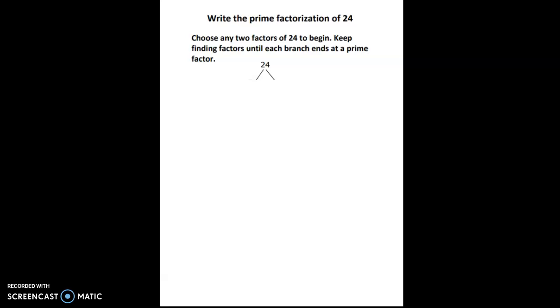24. I can start with 2 times 12. I'll circle the 2 because it was prime and put another pair of branches under the 12. 12 can be found by using 2 times 6. 2 is again prime, so I will circle it and make another branch under the 6. I could have done 3 times 4 there. It doesn't matter which numbers you use.